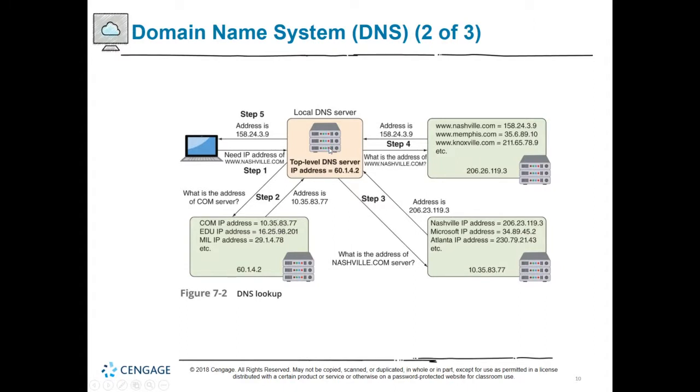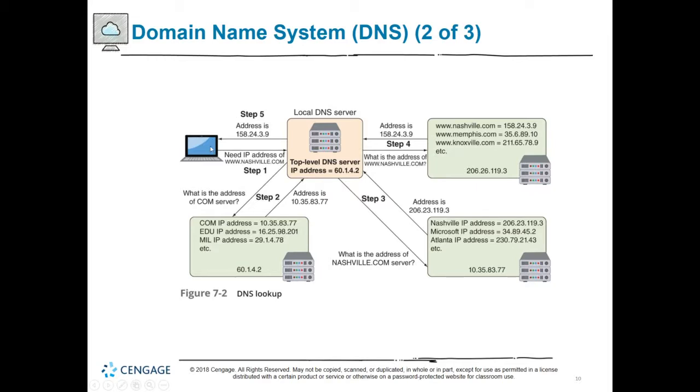And then it's going to say, okay, we know where the .coms are, so where is Nashville.com? So it goes out and gets the Nashville IP address, and that is sent back. And then finally, it looks for the address of www.nashville.com, and it finally gets the address of 158.24.3.9. Okay, and that is what's sent back to the user.